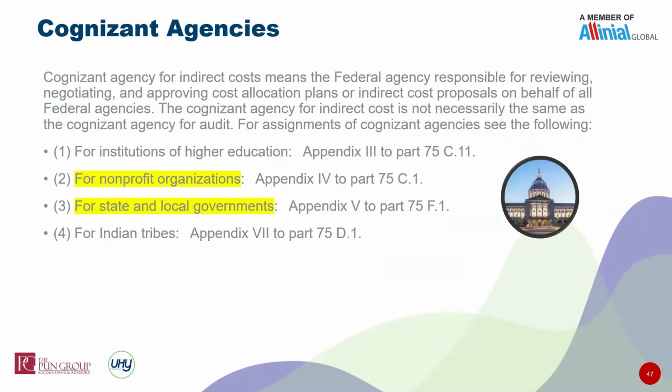We talked about cognizant agency. This was clarified in the CFRs that a cognizant agent for indirect costs means a federal agency responsible for reviewing, negotiating, and approving cost allocation plans or indirect cost proposals on behalf of all federal agencies. Often we see DHHS is the approver of costs, but it could be CDBG, HUD, for example. So anyway, for assignment of the cognizant agents, you would want to look at these appendices to Part 75, and you can find who is the listed cognizant agent. And if you don't know, you can always ask the awarding agency.